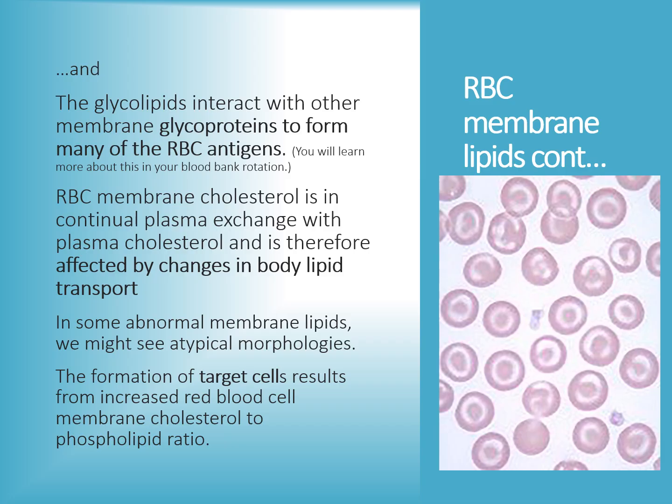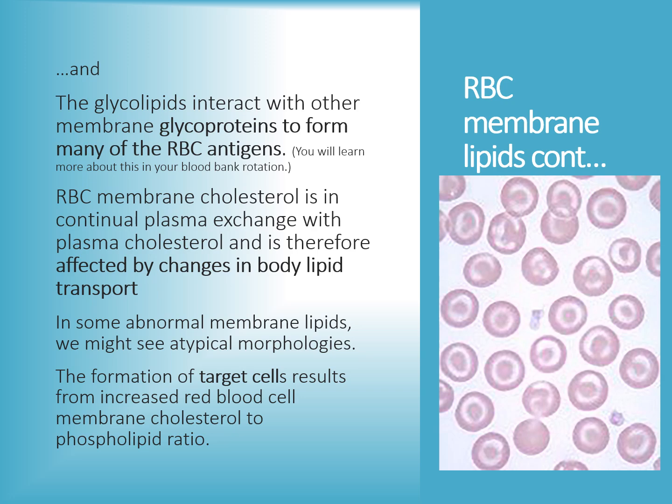And so those glycolipids that interact with the glycoproteins form those antigens, and that's why blood typing is more than just ABO blood type. We also have to sometimes be very antigen specific if any antibodies are formed against those red blood cell antigens. Red blood cell membrane cholesterol is in continual plasma exchange, so it's going in and out of the cell, into the plasma, into the cell, out of the cell, into the plasma, and so it's therefore affected by changes in the body's lipid transport system.